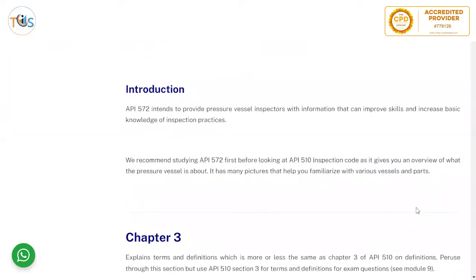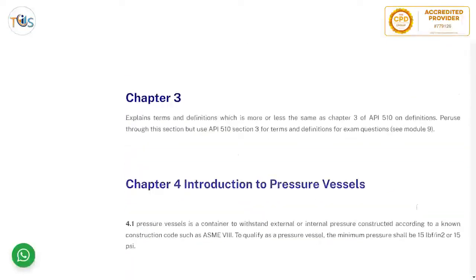Introduction. API 572 intends to provide pressure vessel inspectors with information that can improve skills and increase basic knowledge of inspection practices. We recommend studying API 572 first before looking at the API 510 inspection code, as it gives you an overall view of what the pressure vessel is about. It has many pictures that help you familiarize yourself with various vessels and parts.